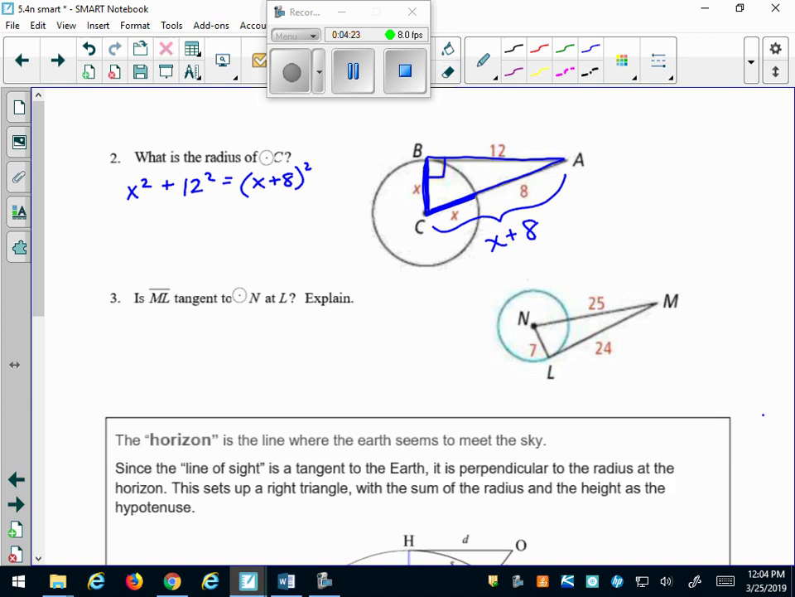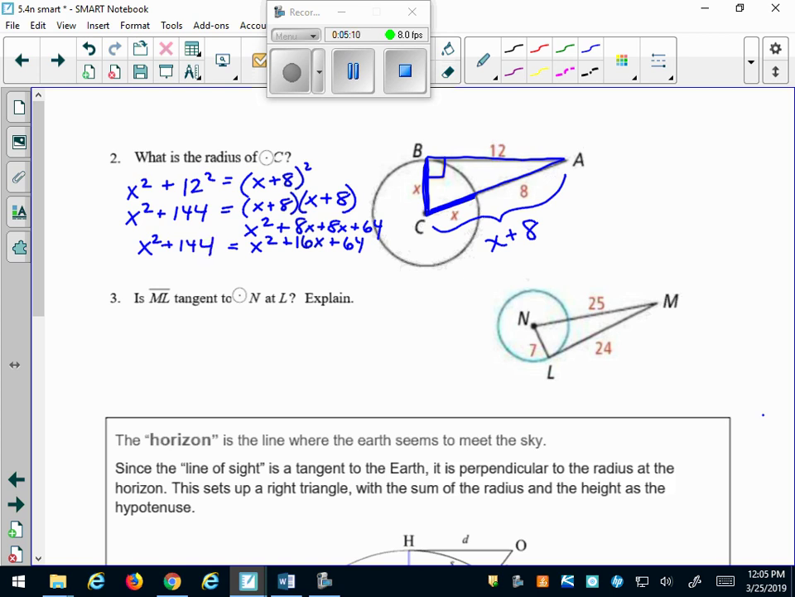What happens when you do x plus 8, the quantity squared? It's x plus 8 times x plus 8, right? To square x plus 8, you have to multiply it by itself, and that's going to be a foiling situation or a distributive property. So when we multiply this out, we get x squared plus 8x plus another 8x plus 64. So essentially we have x squared plus 16x plus 64 equals x squared plus 144.